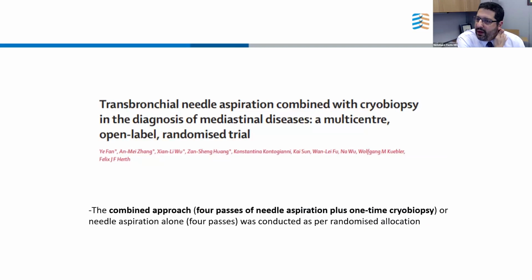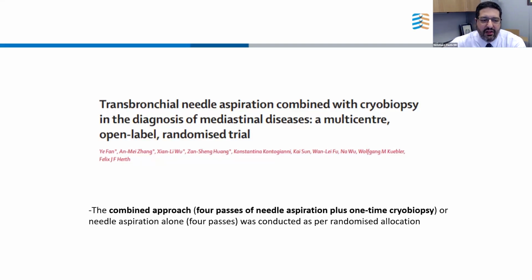And that brings up another publication recently looking at a similar idea, but with a cryoprobe. And this was a study done by really world-class expert bronchoscopists, Felix Hirth and some other pioneering groups in China. So it was 3 groups in China and a group in Germany. And these are people that invented this technique.